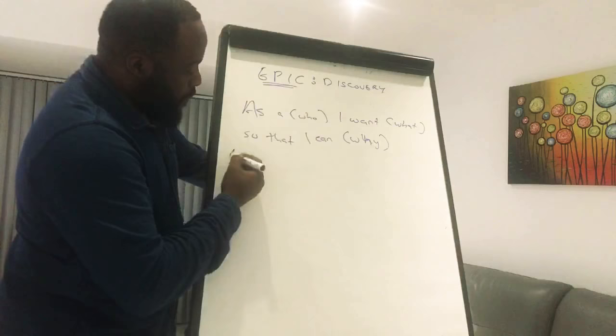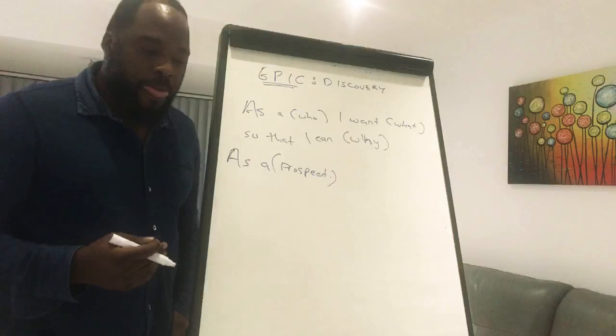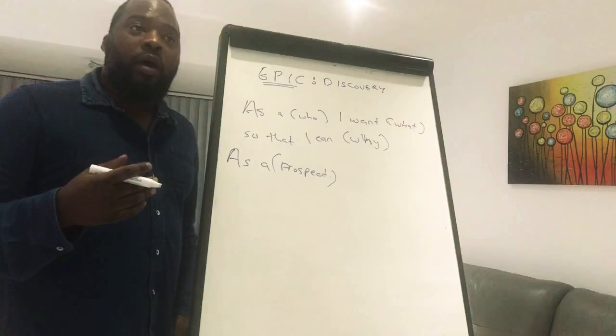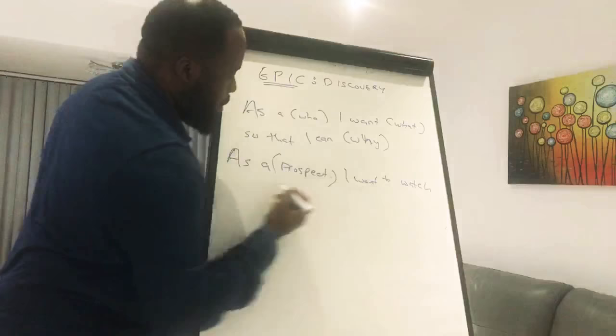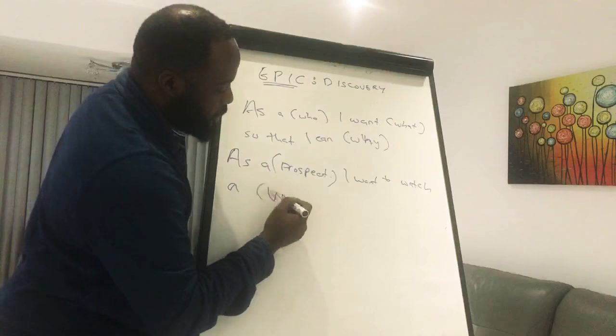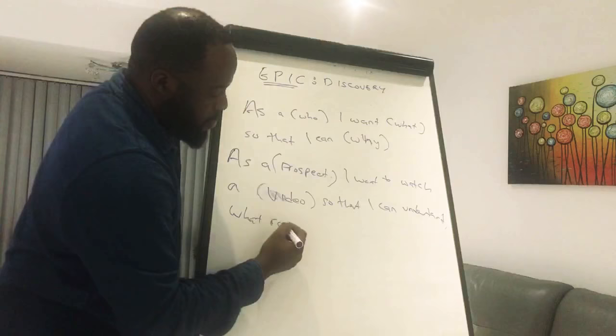As a prospect, now, before I actually do this, let's talk about what that prospect wants. What do we identify as what the prospect wants to do? Well, we learned that the prospect wants to understand exactly what the roles are. Okay? So as a prospect, I want to watch a video, so that I can understand what the roles are. So that is the first user story.